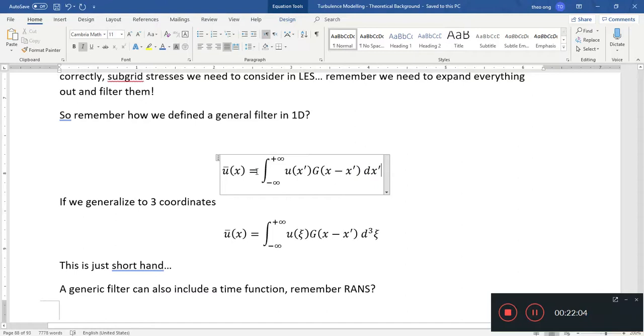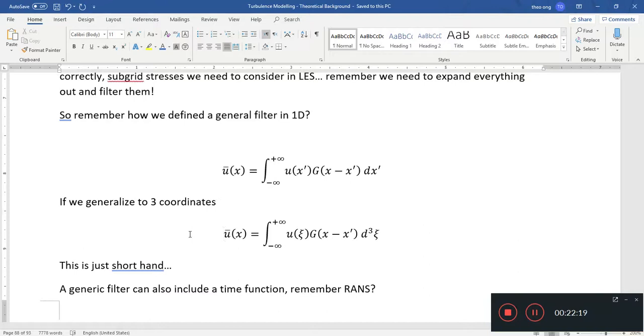So I'm going to stop here. In the next video, we're going to continue this discussion on filtering. This is just more preliminaries, so you have to continue on to the next video to find the actual filtering process. It's going to be a little bit long, but just bear with me, we're going to go through it.